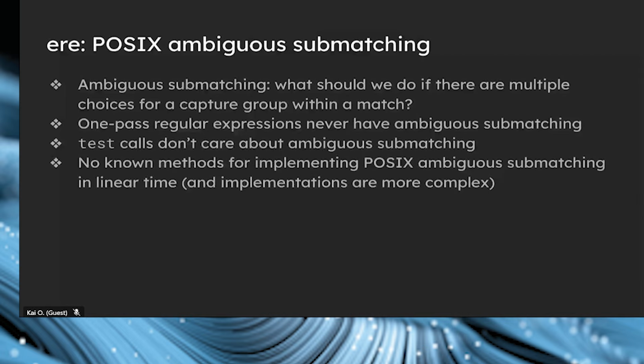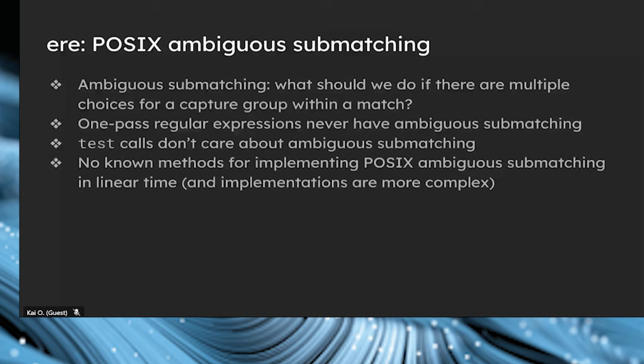Obviously, this doesn't actually matter for test because we don't care about capturing which submatch we capture. We're just going to say this is or is not. So there's an equivalent in that case. And then one-pass regulations also never have ambiguous submatching, which is what defines them: there are never going to be multiple threads at once. But yeah, the POSIX standard is easier to describe, but harder to implement and less efficient.